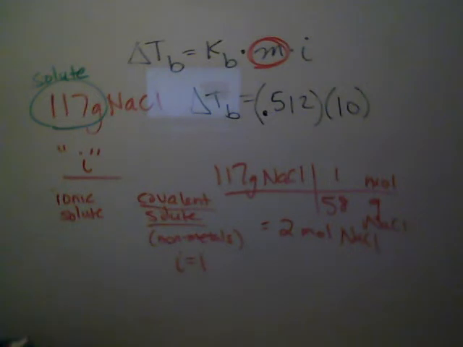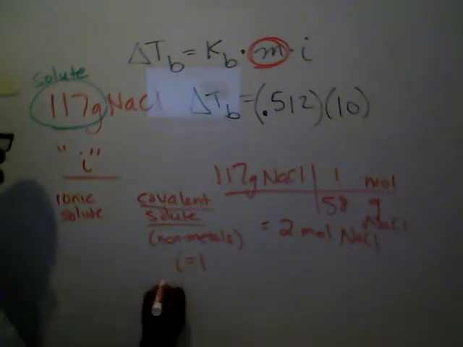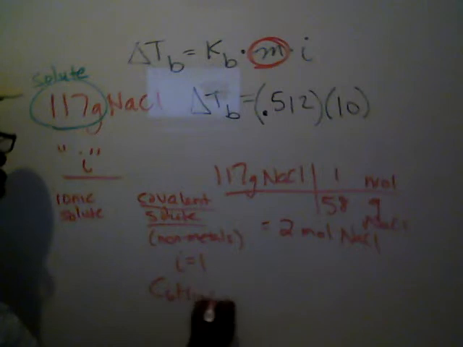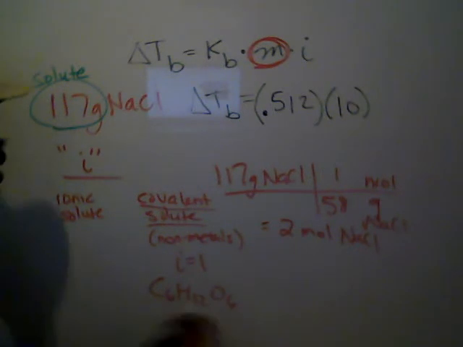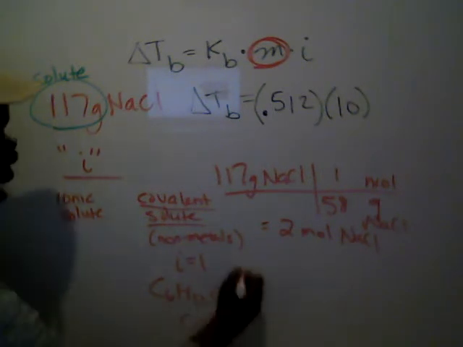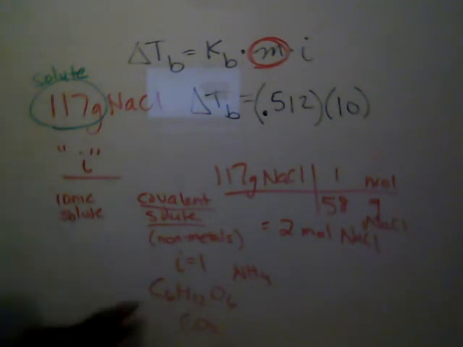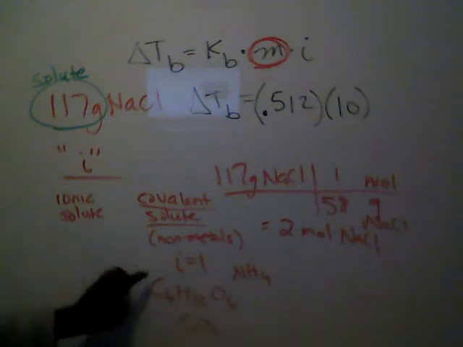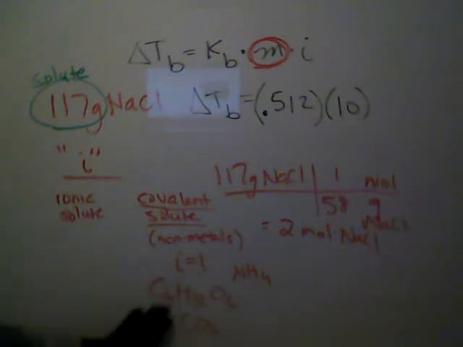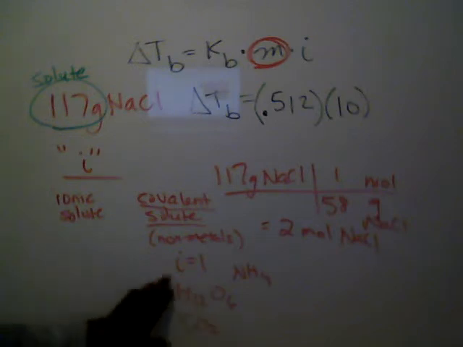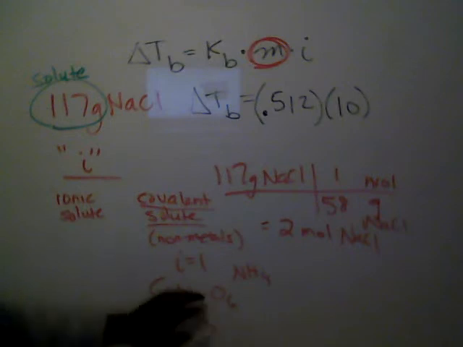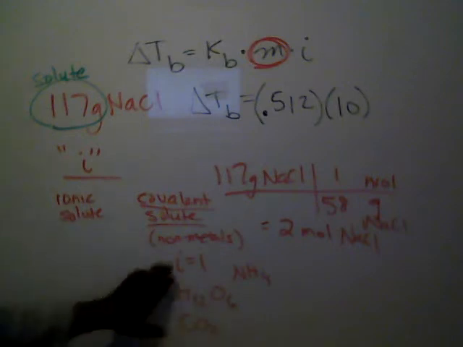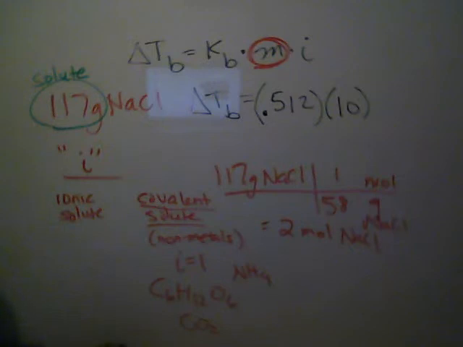So I'll give you a couple examples of covalent solutes. We can have glucose, C6H12O6. We can have CO2. We could have NH4. All of these guys are just groups of nonmetals together. As soon as we see nonmetals as the solute, automatically we say I is 1 because these guys are going to dissolve, but they're not going to break apart. Like the carbon is not going to break apart from the hydrogen or break apart from the oxygen. They're going to stay clumped together as a group. So I equals 1. Okay?